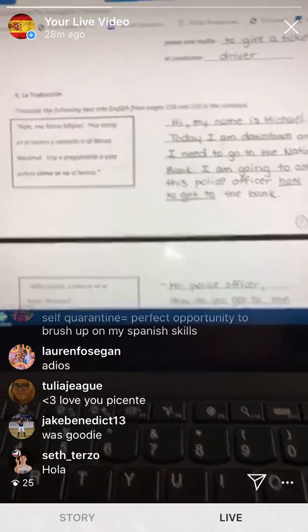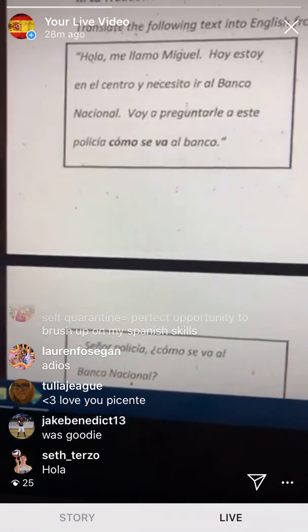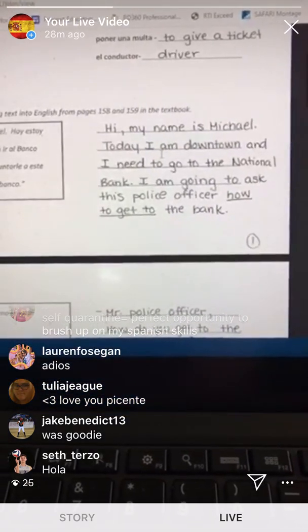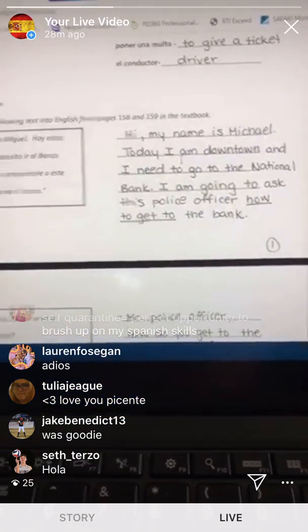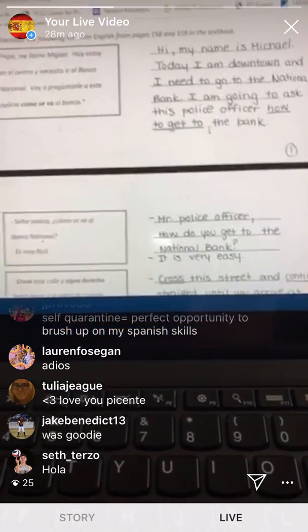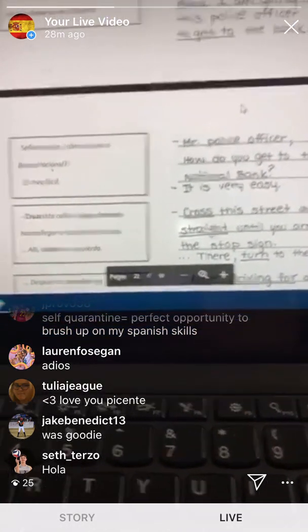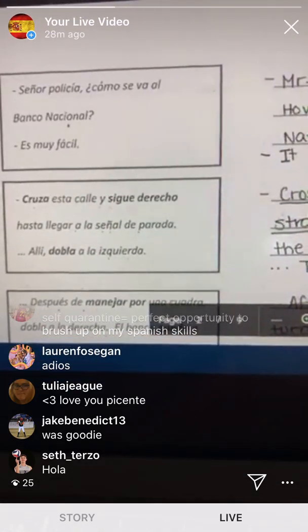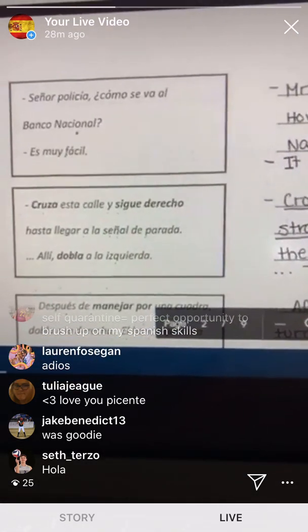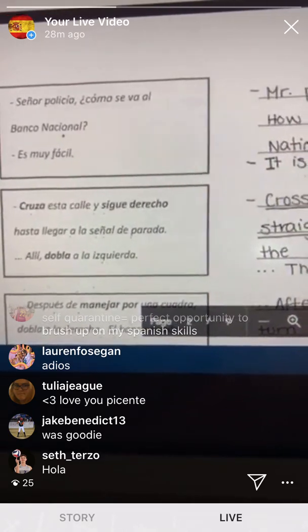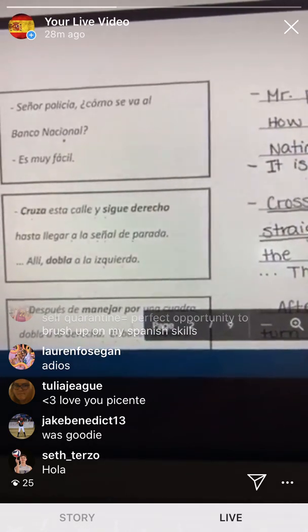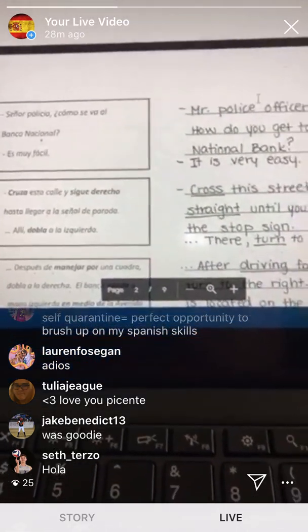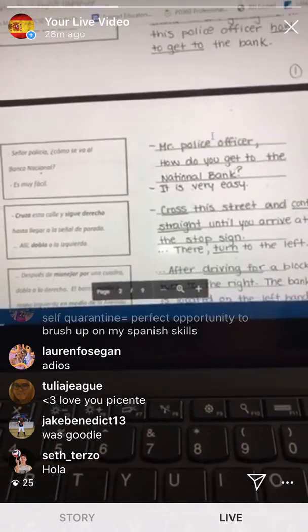And again, anything that was in bold is a vocab word. So this expression como se va means how do I get to? How do I get to this place? Here in the second box on page 2, it says cruza esta calle, cruzar, to cross, right? Kind of sounds like the English word there. Y sigue derecho, and go straight, hasta llegar a la señal de parada, until you arrive at the stop sign.